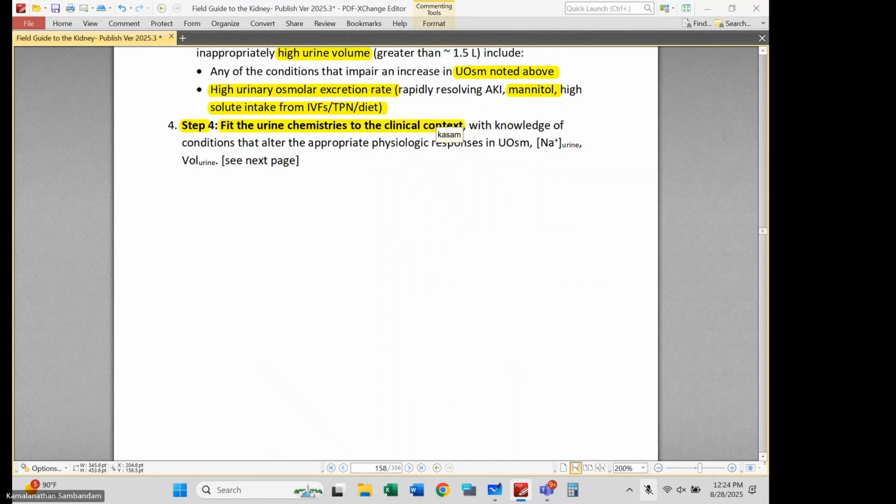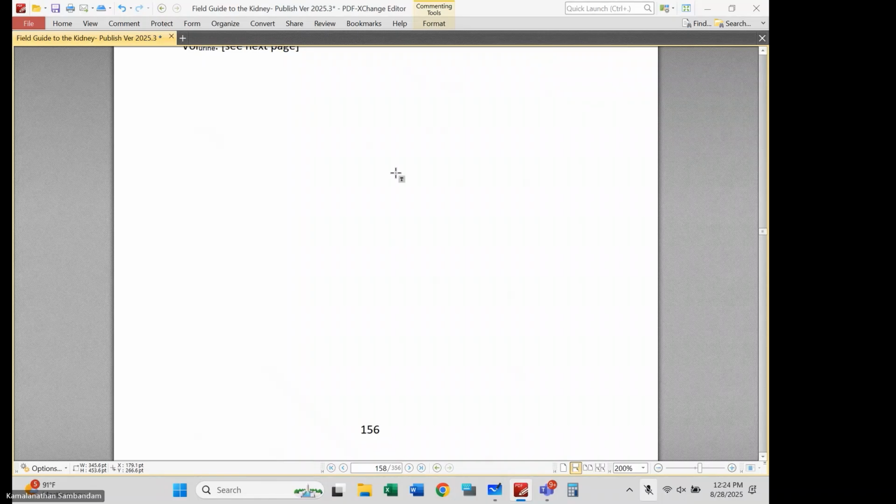And then with that knowledge in hand, I am already seeing a patient with low effective circulating volume. And I get the history and I do the physical and it confirms what I think. I go to the patient with a biased mind. So fit the urine chemistries to that clinical context. This is, again, my editorialization. Urine electrolytes should bias you, and then you go and look at the patient and make it all fit. Okay? All right.